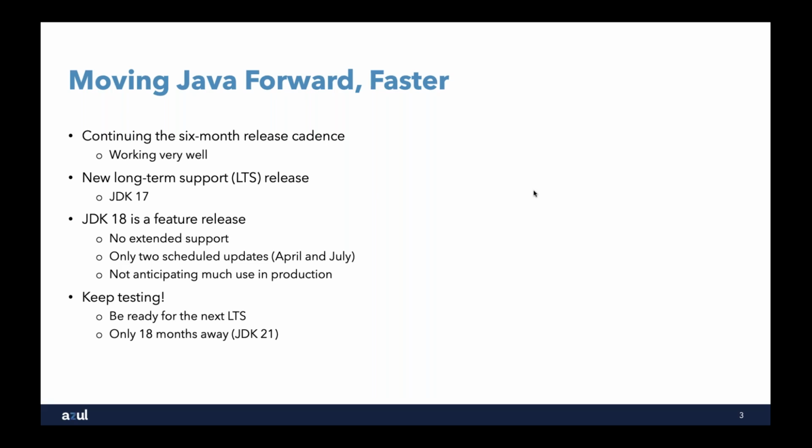The way that OpenJDK works is that you have 4 scheduled updates every year, and they're offset from the timing of the release of the new Java versions. What that means is that we're going to get an update to JDK 18 next month, probably won't have a whole lot in it. And then we'll get another one in July, and that will be it. I would suspect that we won't see many people deploying JDK 18 into production.